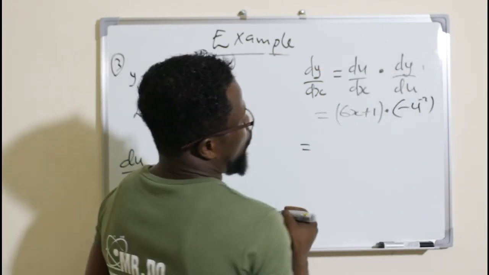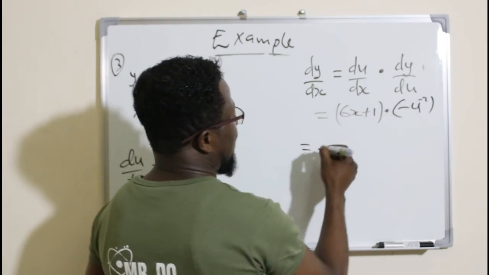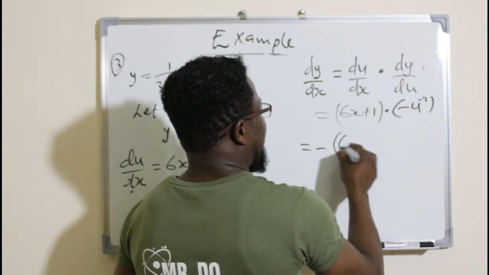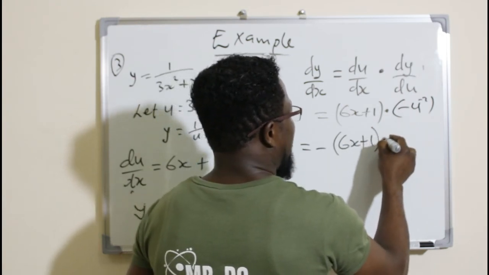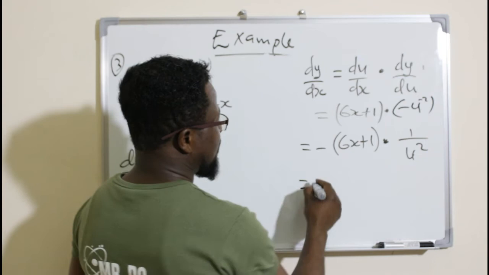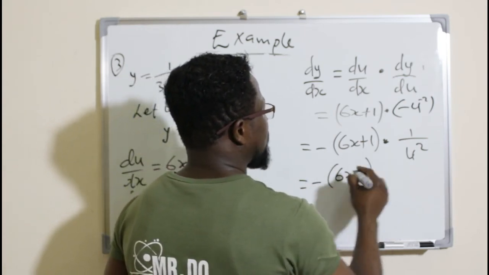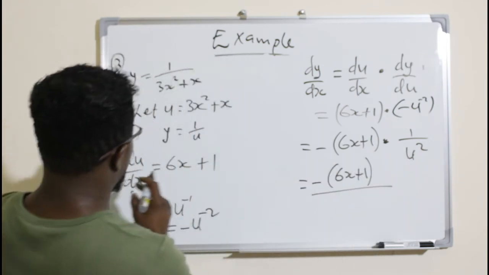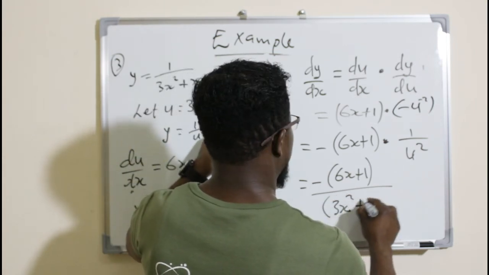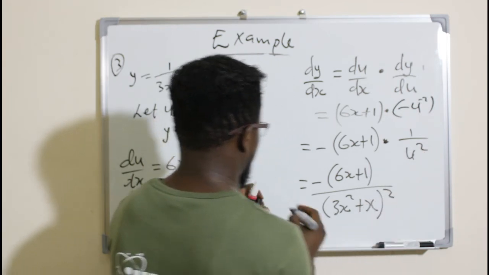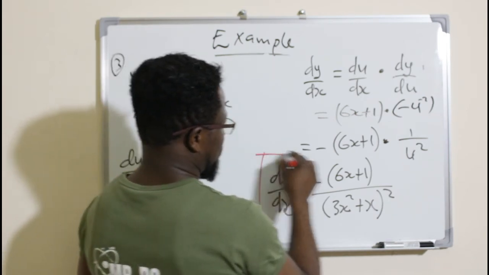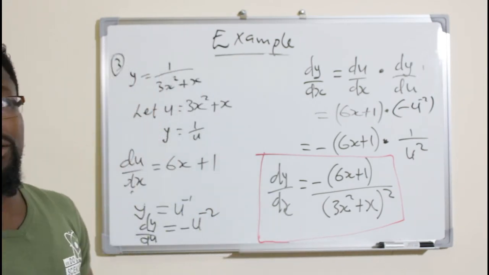So from here, we will just transform this. The negative will come out, and we change the negative exponent into a positive one. So now we have negative, multiplied by 6x plus 1, and this will become negative times 6x plus 1 all over u squared. What is u? U is 3x squared plus x. So this will become 3x squared plus x, and there is a square, so we put it there. So dy/dx for this particular function is going to give us this, and that becomes the answer for this problem.